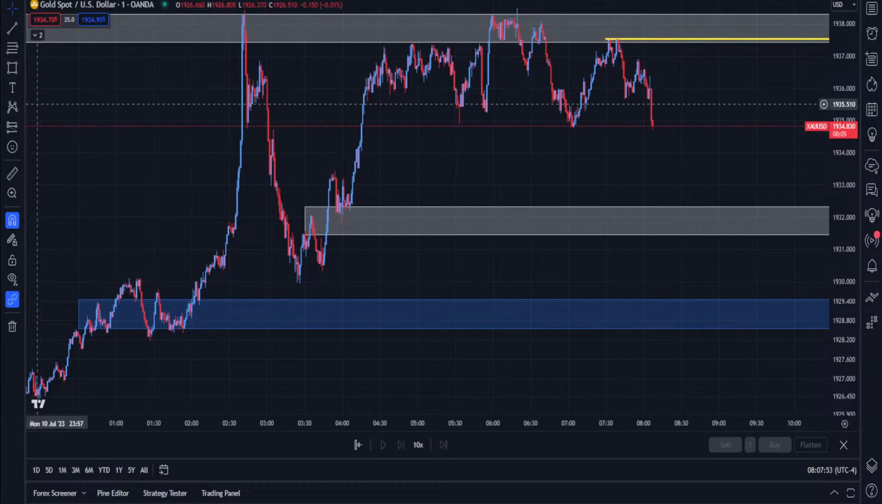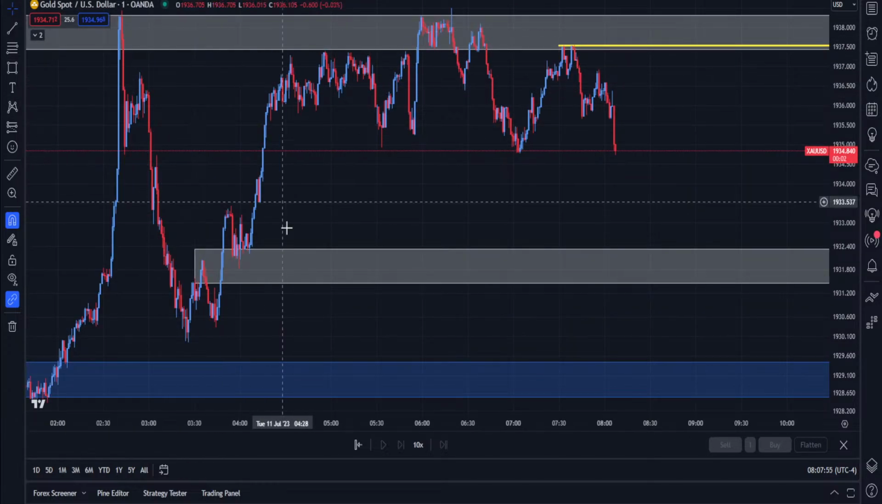Let me get everything set up really quick and then I will talk about the setup for today and what we expect price to do.